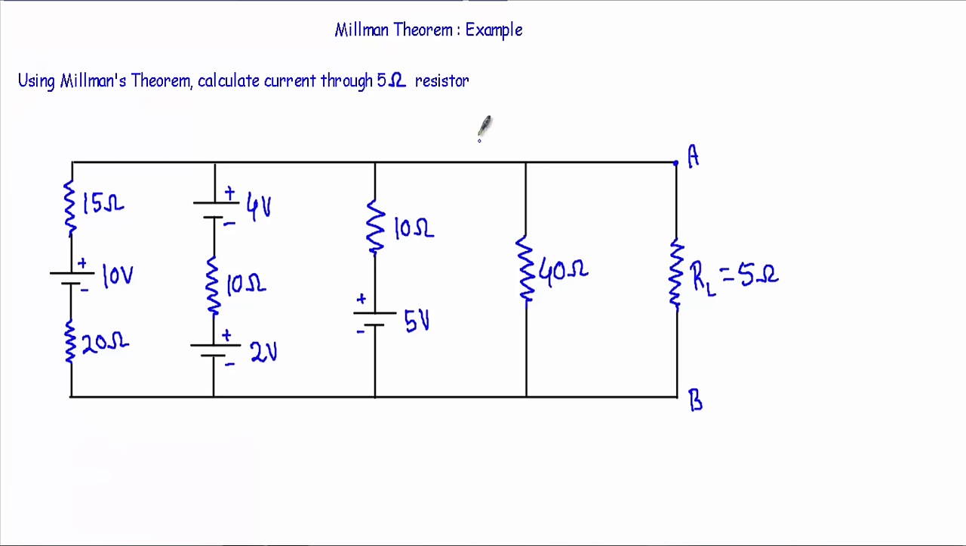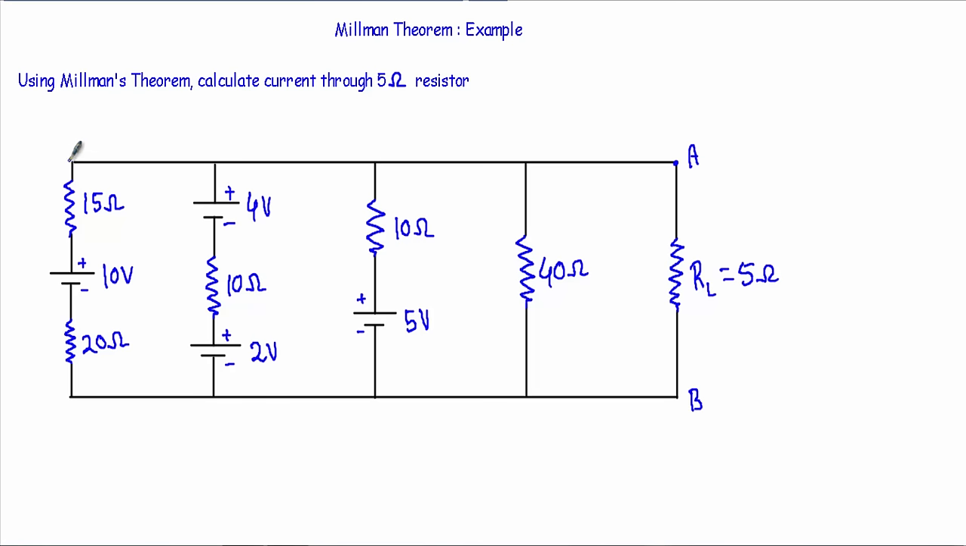In this video, I will show you an example of Millman's theorem. Using Millman's theorem, calculate the current through this 5 ohm resistor. I have to use Millman's theorem. While I was talking about Millman's theorem, I told you that when we apply it, the branches must be connected in parallel. See, these branches are connected in parallel, and a branch can contain only one source and one resistor.